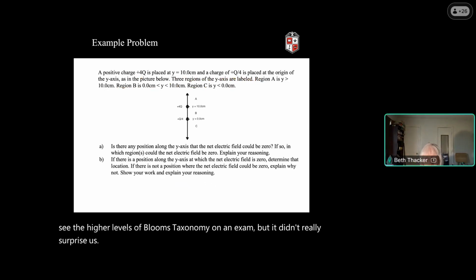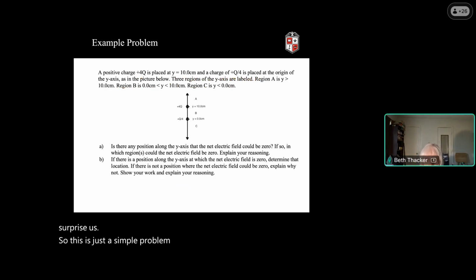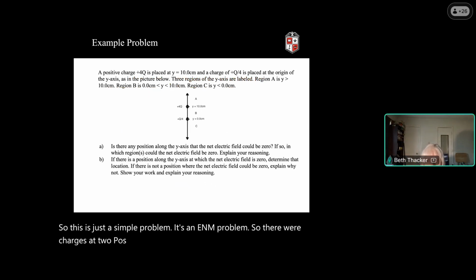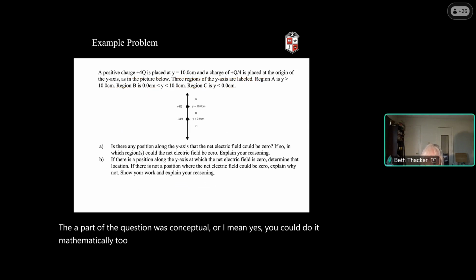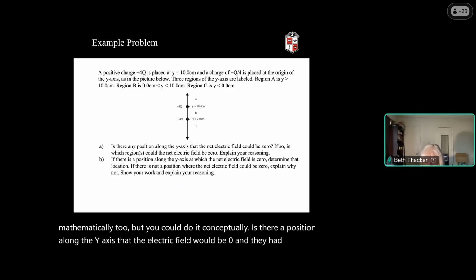This is just a sample problem. It's an E&M problem. There were charges at 2 positions. The A part of the question was conceptual, though you could do it mathematically too. Is there a position along the y-axis where the net electric field would be 0? And they had to explain their reasoning.